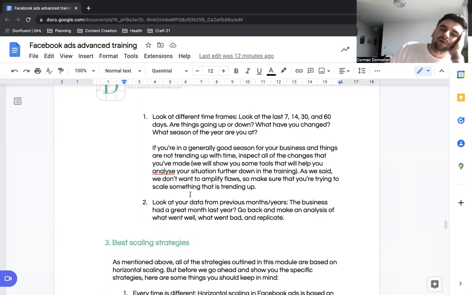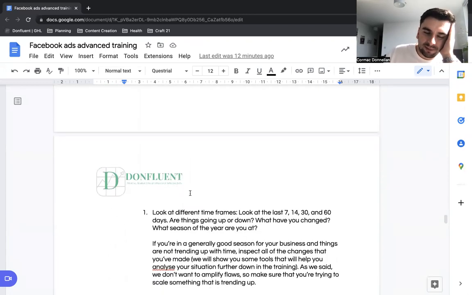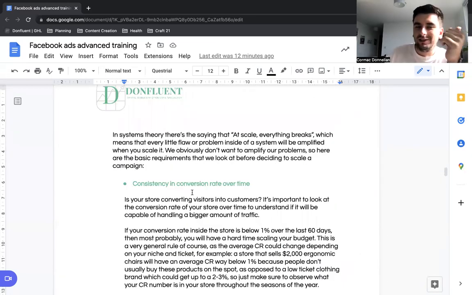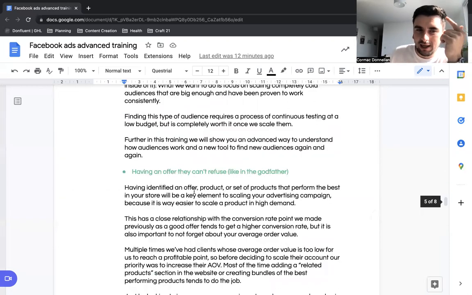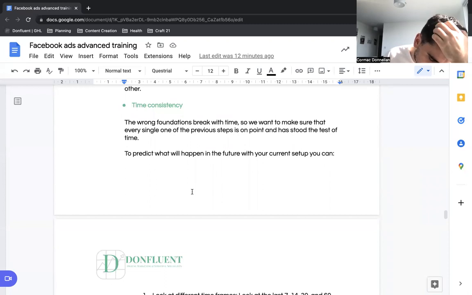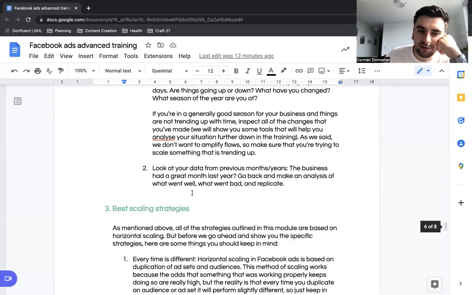How do we go about improving this year? So that kind of concludes the second section of what to look for when you scale. So again, consistency and conversion rate over time, large proven audiences, having an offer they can't refuse, and number four, time consistency. If you keep those four things, you're already on the track to being a good marketer.